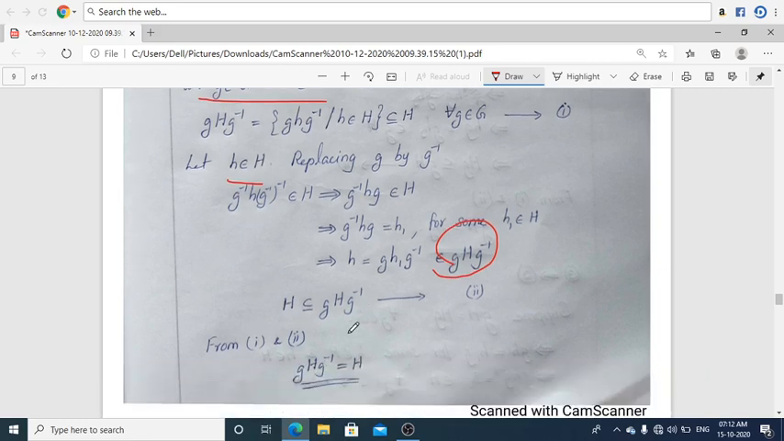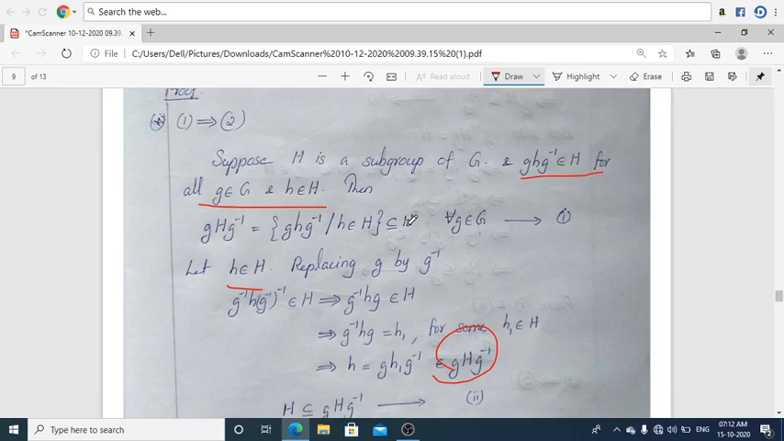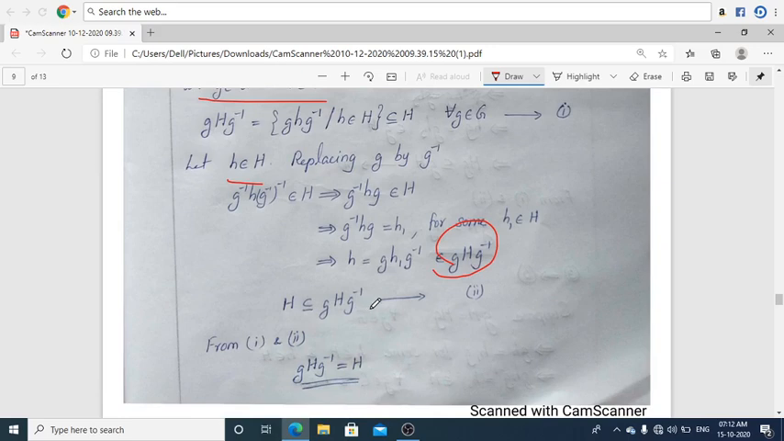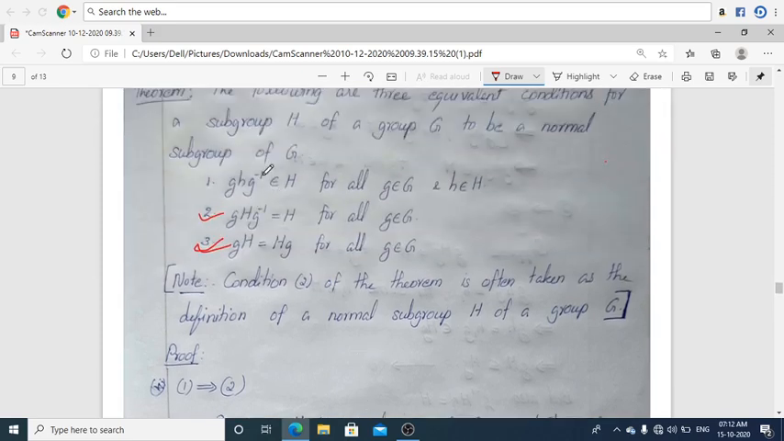So we have both inclusions: gHg⁻¹ is a subset of H and H is a subset of gHg⁻¹. So we conclude gHg⁻¹ is equal to H. So 1 implies 2. Next, 2 implies 1: in the proof we assume condition 2.